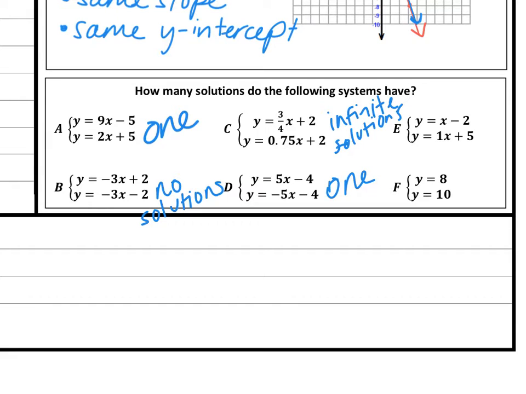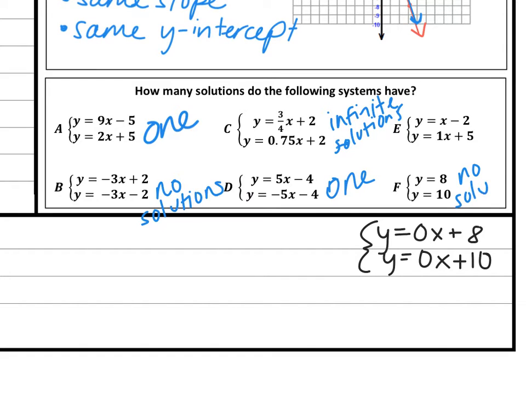Okay, this last one's kind of weird. Remember, horizontal lines have a slope of 0, and our y equals a number. So these both have a slope of 0. You could rewrite this as y equals 0x plus 8 and y equals 0x plus 10. What is it, Elise? No solution. How do you know? Because the slopes are the same and the y-intercepts are different. Right. No solutions. These are going to be parallel horizontal lines.